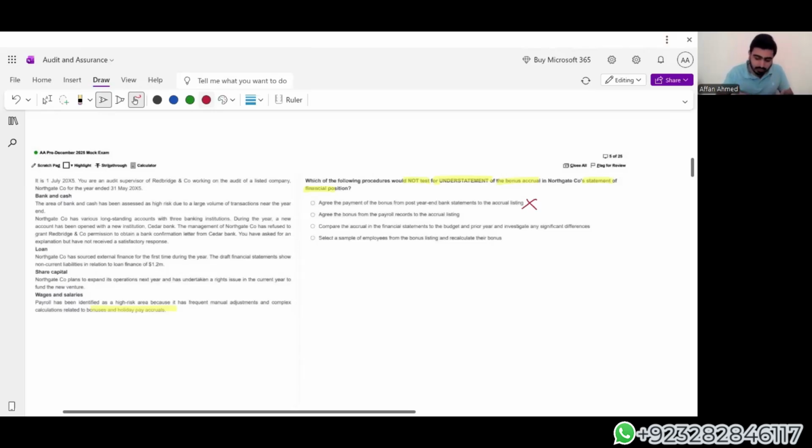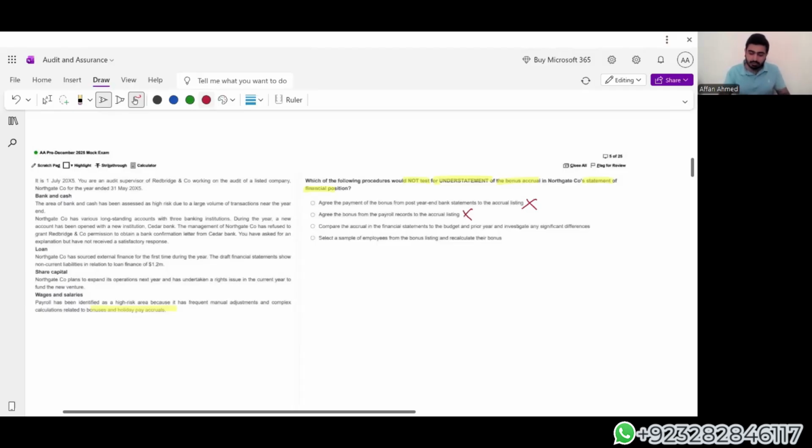So here it is. Next, agree the bonus from the payroll records to the accrual listing. The accrual listing will give me the list of accruals. The total bonus, if compared with it, can it identify the understatements?